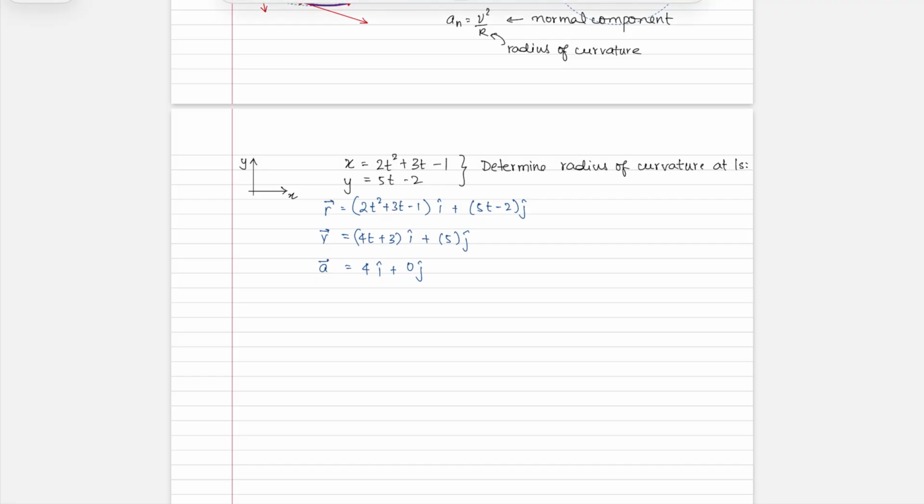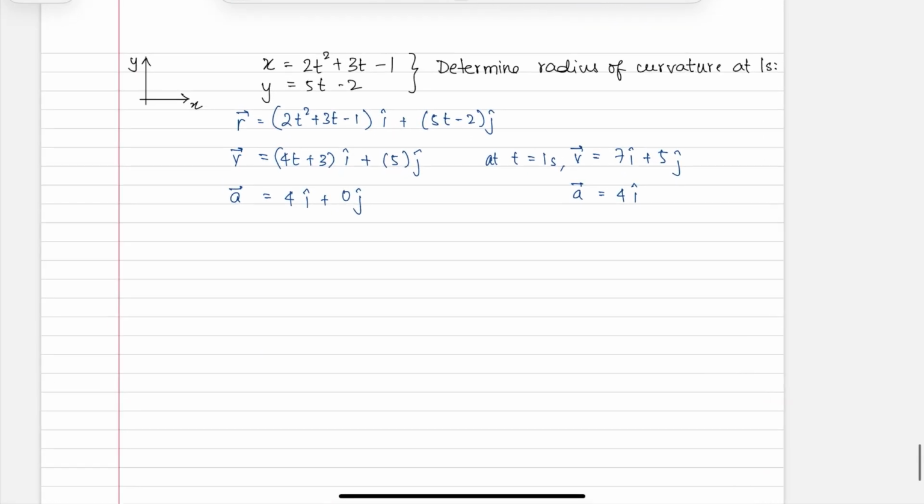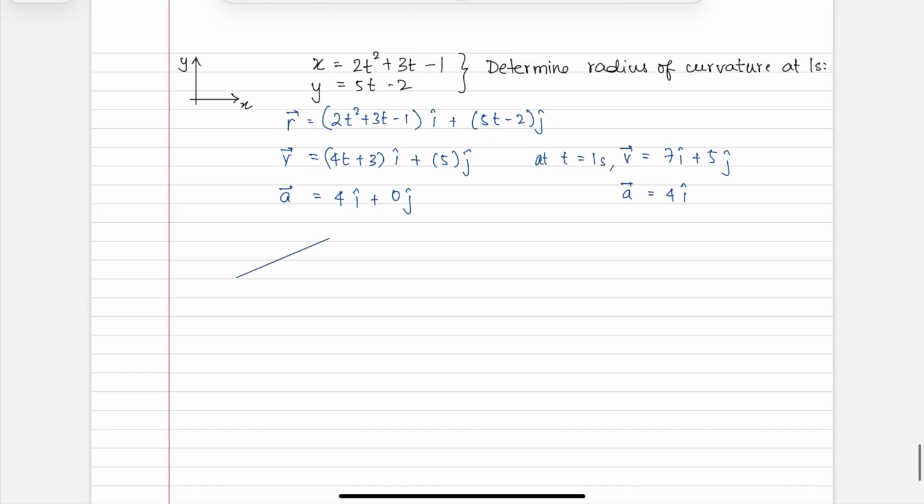Essentially at t is equal to 1 second, the velocity is going to be equal to 7 i hat plus 5 j hat, and the acceleration is still just 4 i hat. Okay, so we have that there is velocity that has a magnitude of 7 along i hat and 5 along j hat.